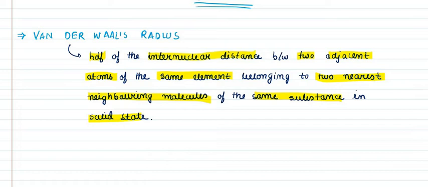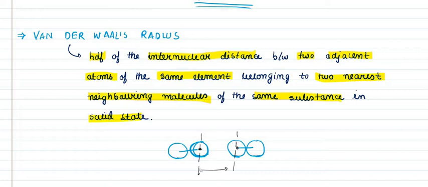What does this mean actually? Let us assume it is this molecule right here. Okay, this molecule is right here, another molecule is right here. So the distance between this, if we halve it, this is the van der Waals radius. What we are saying is, this is the internuclear distance between the nuclei.